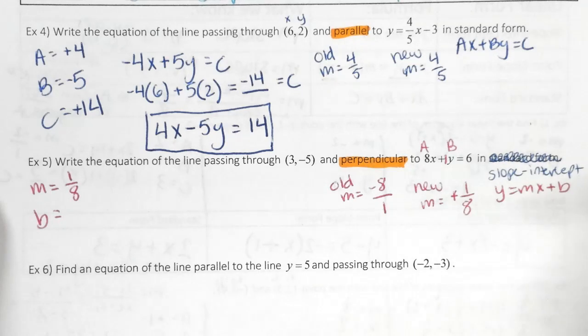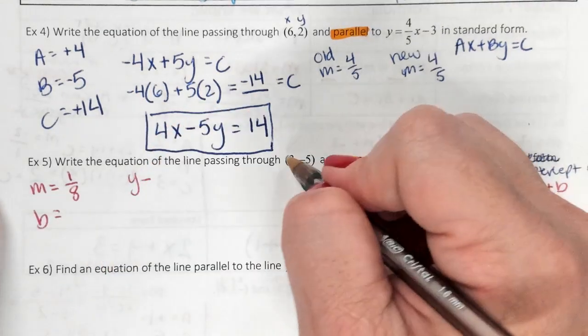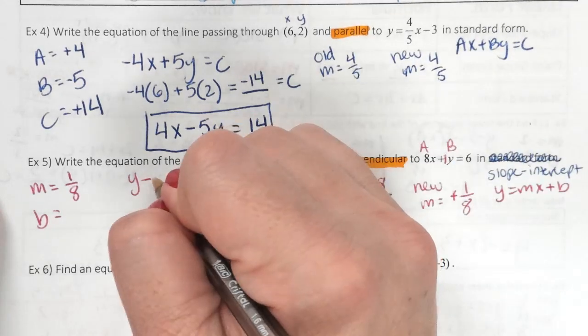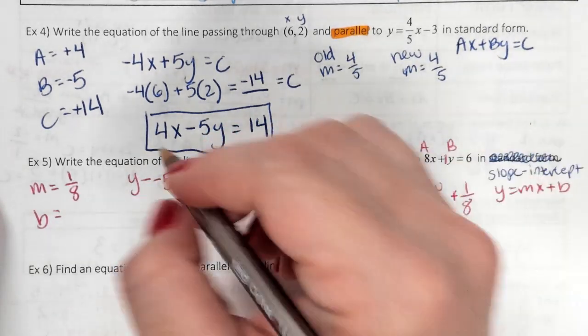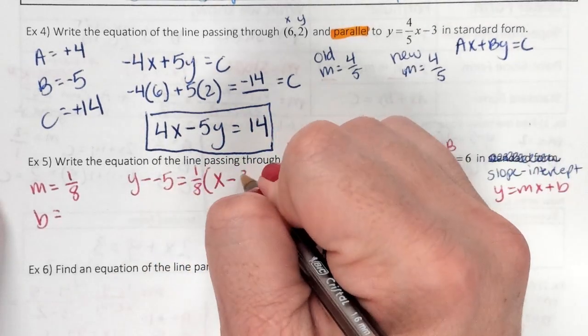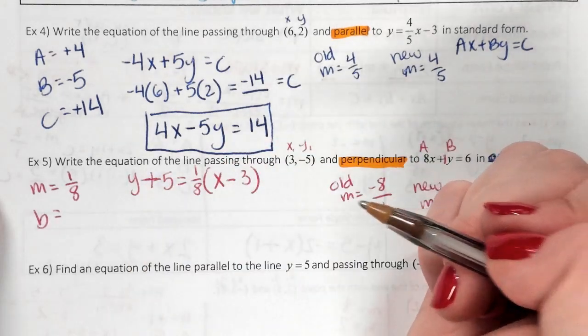What did we use on the front to change it to a slope-intercept form? The point slope, right? So we're going to use point slope. We're going to plug it into point slope first and solve. So y minus, what's my y1? -5 equals my slope, which is 1/8, times x minus x1, which is 3. Now here, 2 negatives makes a positive. And now I can solve.